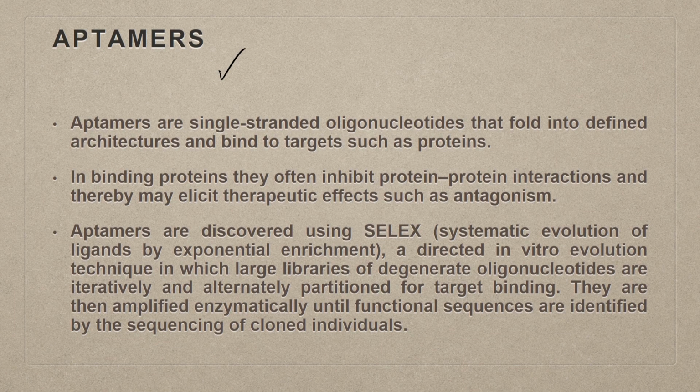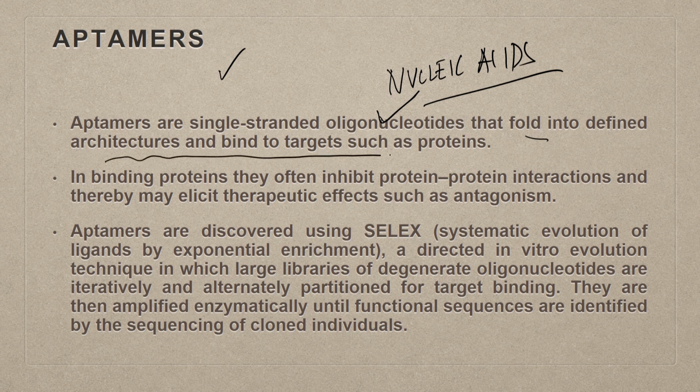So, now from here I move to aptamers. This class is further from scFvs. Aptamers are single-stranded oligonucleotides. So, now we are talking about nucleic acids that fold into a defined architecture and bind to targets such as proteins. Aptamers are sequences of oligonucleotides which bind to proteins. Okay, so now we are venturing into nucleic acid protein binding. Here nucleic acids are recognizing specific proteins.